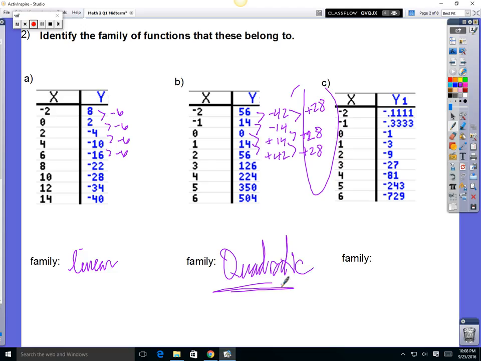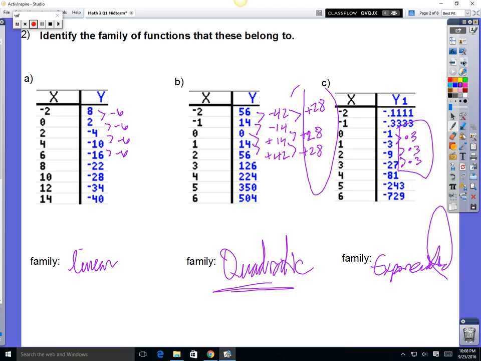Okay, exponential. Look at this guy. Exponential grows by multiplication. This one you times by 3, times by 3, times by 3. If it grows by times, it's either tripling or doubling or quadrupling. If it grows by times, that's exponential.